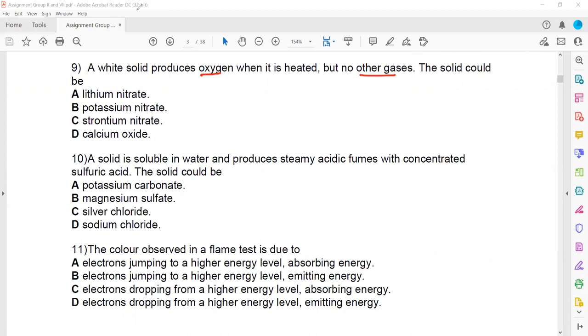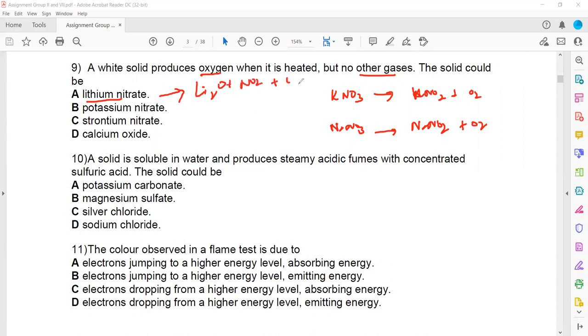So when we heat the two nitrates, potassium nitrate and sodium nitrate, they decompose into potassium nitrite plus oxygen, and sodium nitrate decomposes into sodium nitrite plus oxygen. But lithium, because it is smaller in size, causes more distortion to the nitrate ion, which decomposes into lithium oxide plus nitrogen dioxide, which is a brown gas, and oxygen.